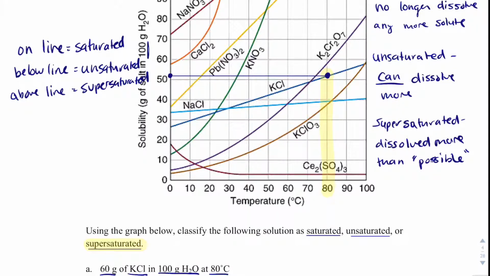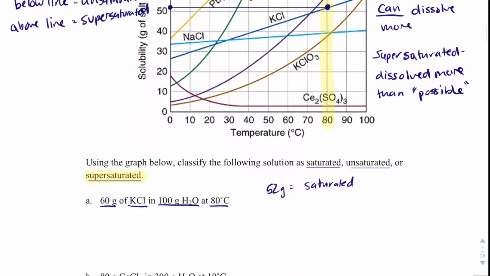So 52 grams equals saturated. That is what's on the line. But we actually have 60 grams, and so it would appear that we're up here. That means we're actually supersaturated, and I know I said that doesn't happen often, but I meant that more in terms of lab. It's actually hard to make something supersaturated, but these are just some paper questions. So this is supersaturated.